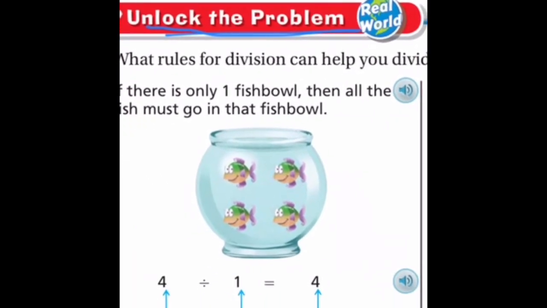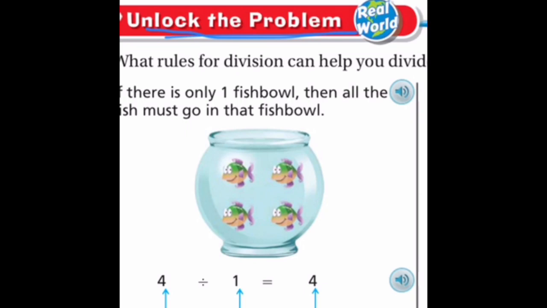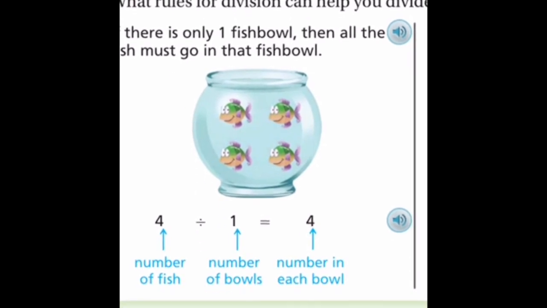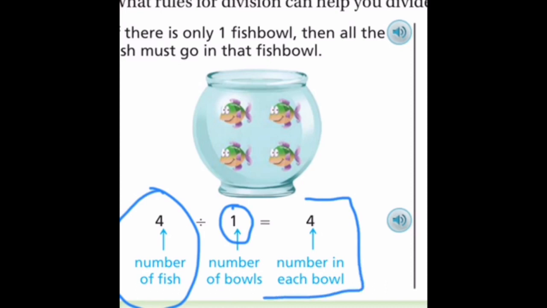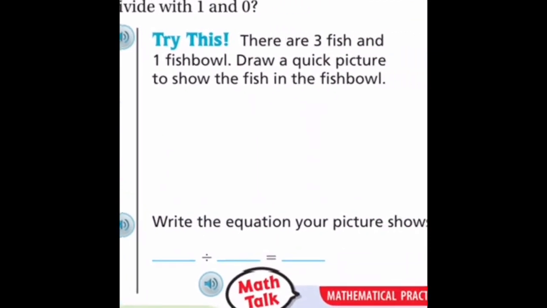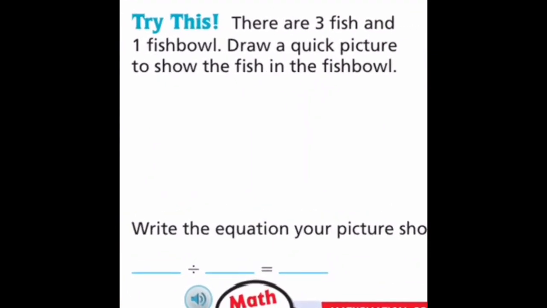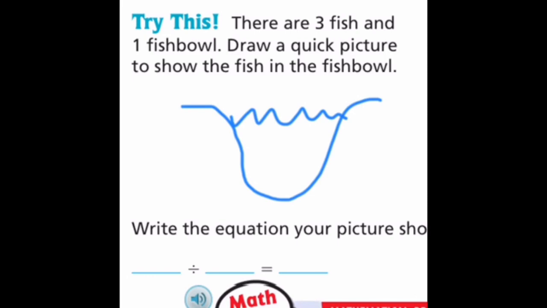If there is only one fishbowl, then all the fish must go in that fishbowl. So if we have 4 fish and we put them in one bowl, 4 divided by 1, we have to have all the fish in that bowl. Okay, try this. There are 3 fish in one fishbowl. Draw a quick picture to show the fish in the fishbowl. I'm not going to draw a real fancy fishbowl, but there we go. It has a little water in it. And then we need 3 fish, right?